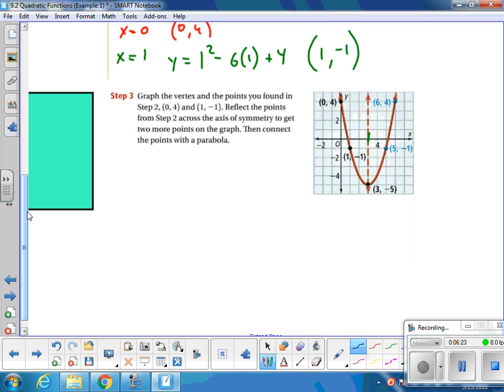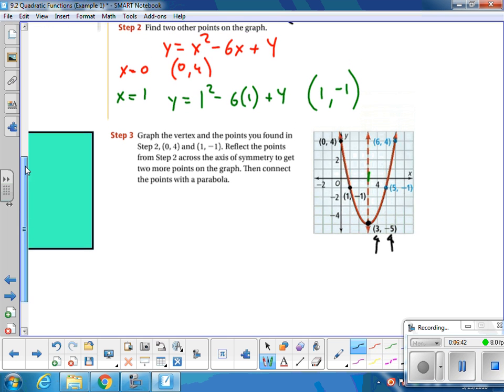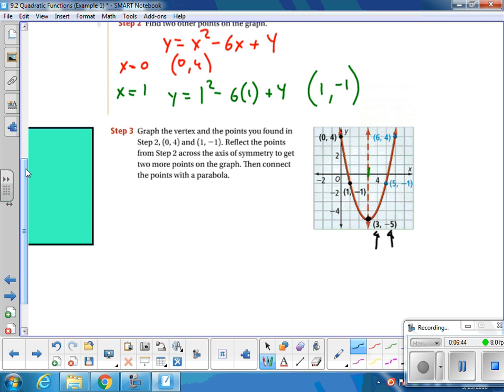So that's one step I forgot to do earlier, as I found my axis of symmetry, but I didn't find the coordinate of the vertex, which is going to be the minimum in this graph. And so when I plugged in x, I found out that y was negative 5. So when I plot it, I can plot that point. And I can also plot my other 2 points. I found one at 0, 4, which was up here. And then I found a point at 1, negative 1.